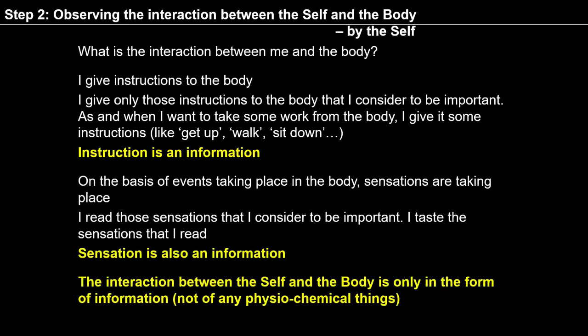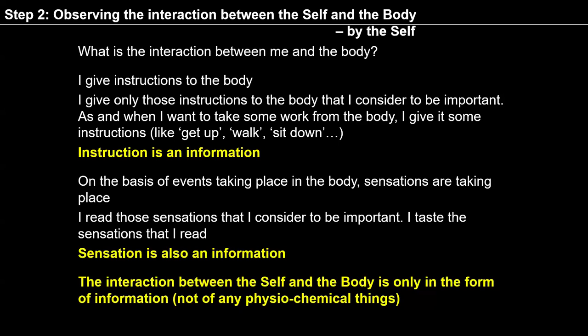And with this step two, then we will take your observations again. So let's understand step two. In step one, we have tried to understand that there are two distinct realities. One is material, other is consciousness. Now in step two, we are trying to observe the interaction between the self and the body. And who is observing this interaction? Again, consciousness, self. So now we are trying to understand how this interaction takes place between the self and the body. So this is the objective of this step two, to understand the transaction between the self and the body.